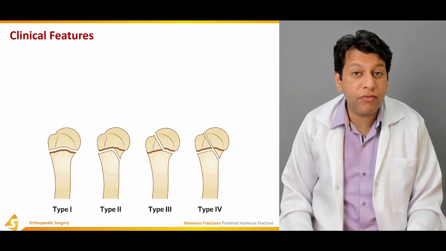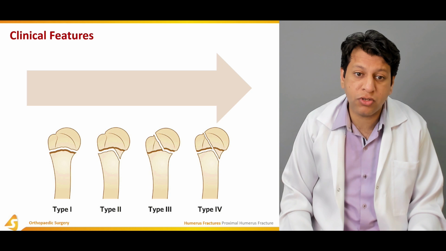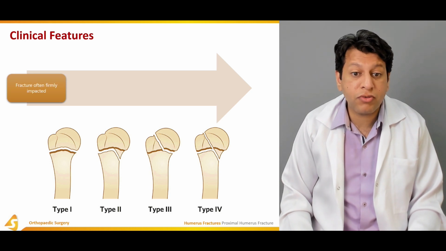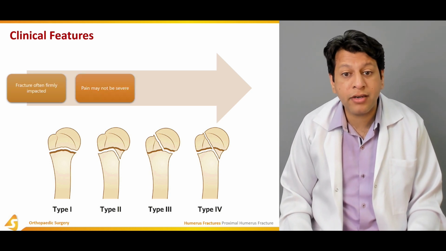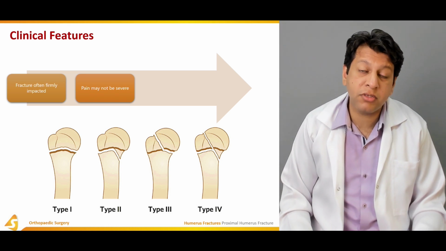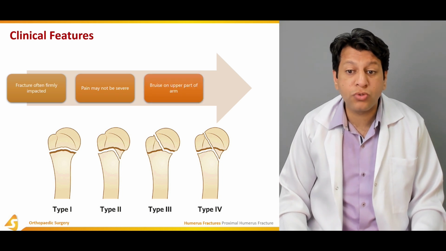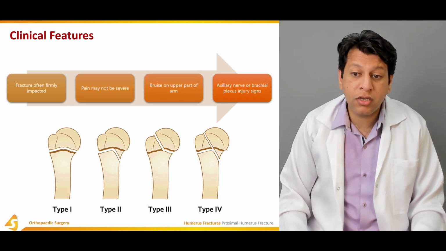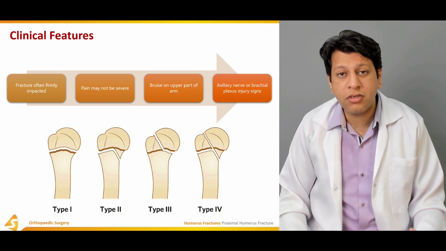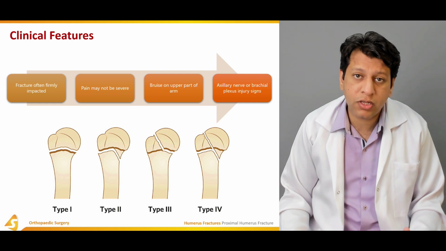Now coming to the clinical features, what would the patient present with when there is a fracture of the proximal humerus? The fracture will often be firmly impacted. The patient may have pain, which may not be very severe, but children usually come with a severe injury. A bruise on the upper part of the arm may be present as well. Sometimes there is decreased range of motion, or the patient is unable to move his or her arm.